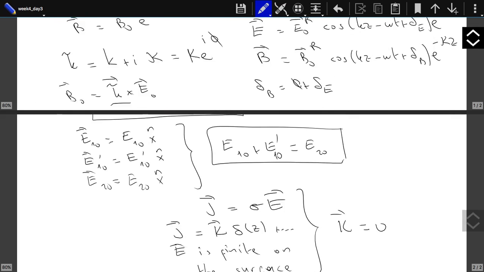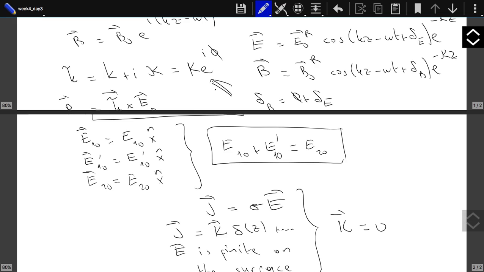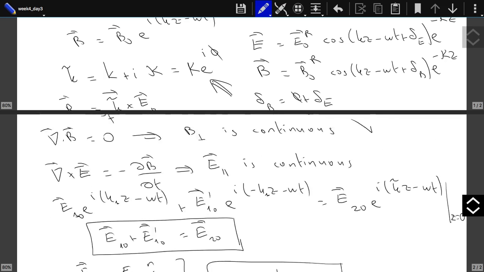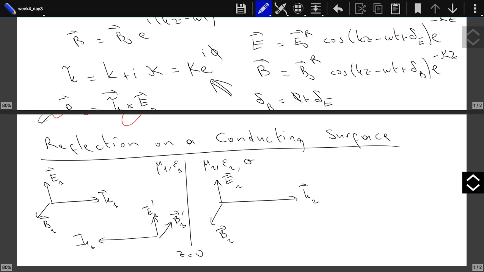Well, the phase difference between the E and the B. Oh, you mean where does it physically? Right on the surface there is a phase difference. You see, on the left, in this region, there is no phase difference between the E and the B field. On the right, there is a phase difference between the E and the B field.